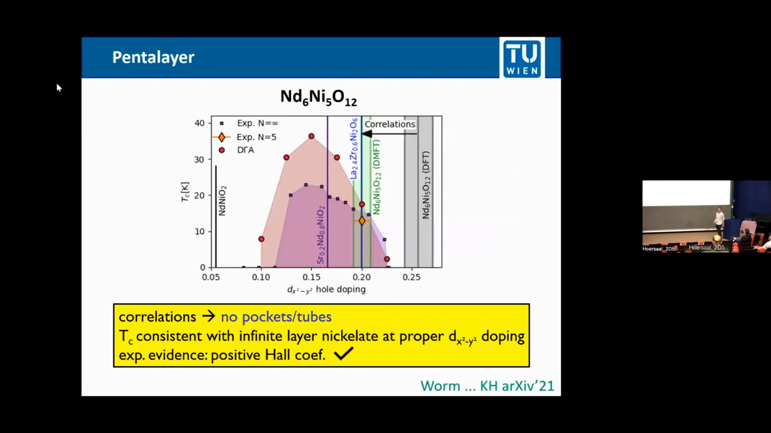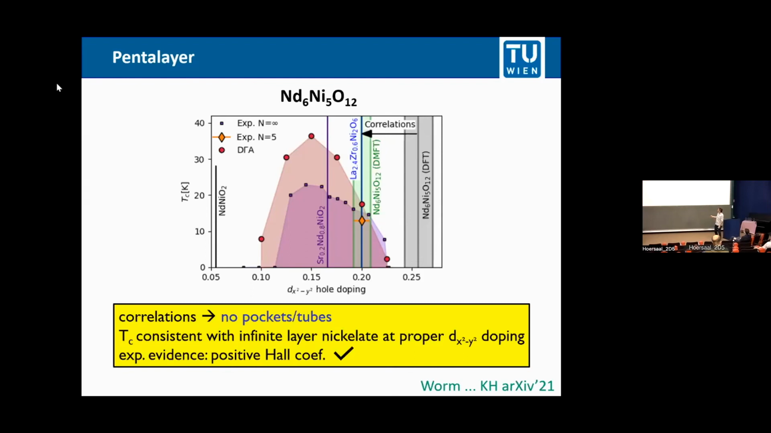But if you have the pockets, as you do have in DFT, your doping is above 25% in the system. And that is in the largely overdoped regime. So with these pockets, these finite layer nickelates wouldn't be superconducting. Or you would have to invent a new mechanism, but at least in a simple-minded theory like a Hubbard model, it is way too highly overdoped.